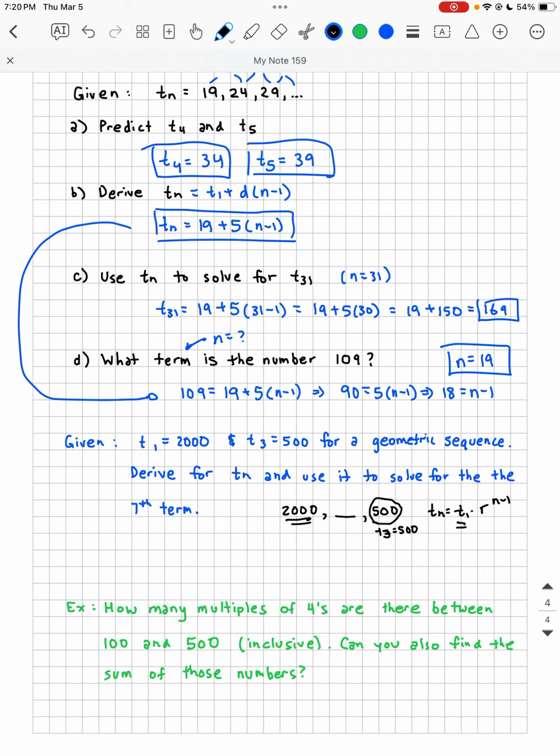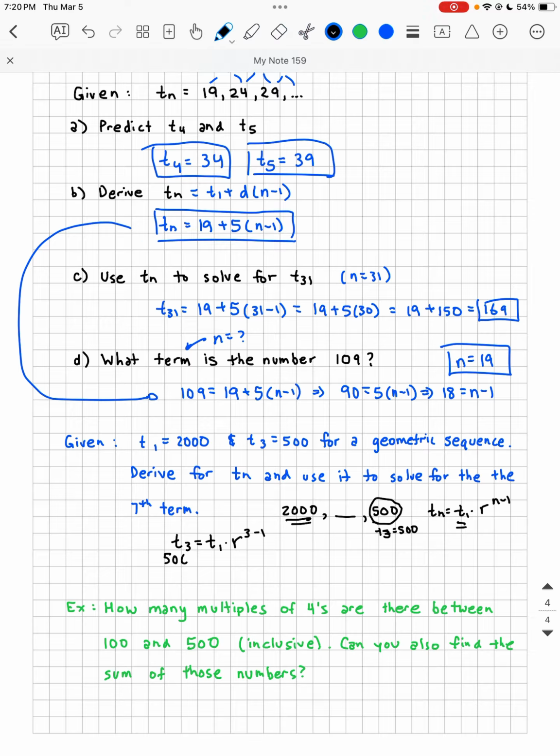That's when n is equal to 3. So if we were to put all of that into the equation, here's what we have. T of 3 is equal to T of 1 multiplied by r to the power of 3 minus 1, right? Replacing n with 3 and so forth.